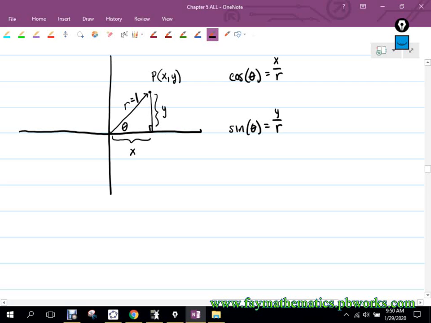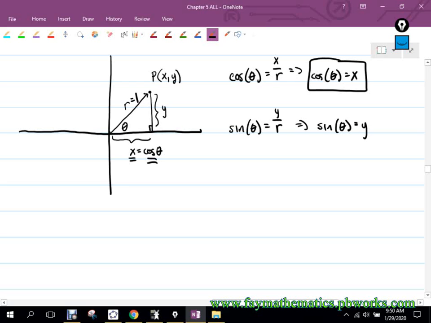Let's make r 1. If r is 1, doesn't that mean that cosine of theta becomes just x, and sine of theta just becomes y? Does that make sense? If cosine is equal to x, can I rewrite this distance as cosine? If sine is y, can I rewrite this distance as just sine?